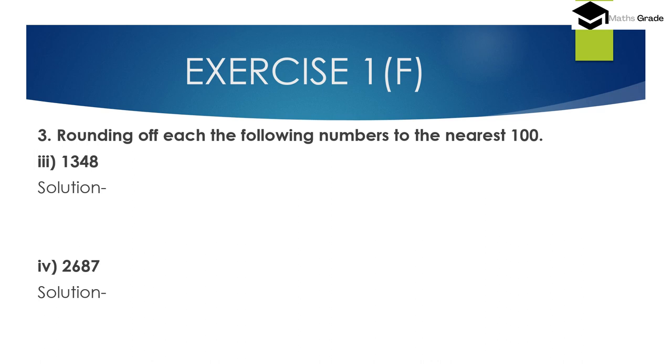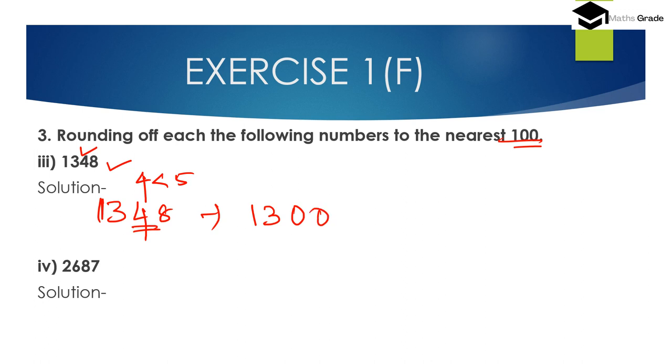Now third one, 1348. We have to round up this number 1348 to the nearest 100. So when we round up any number to the nearest 100, first look at the tens place digit. So tens place digit is 4, which is less than 5. So don't add 1 to the hundreds place digit. Just write down the hundreds place digit as it is, that is 3. Just write down 3, and thousands place digit 1, just write down 1. This 4, tens place digit, changes to 0, and unit place digit 8 changes to 0. Now 1348 rounded up to the nearest 100 will be 1300.